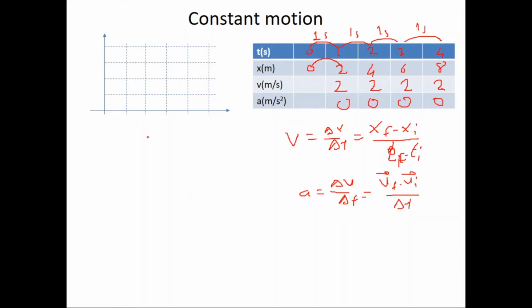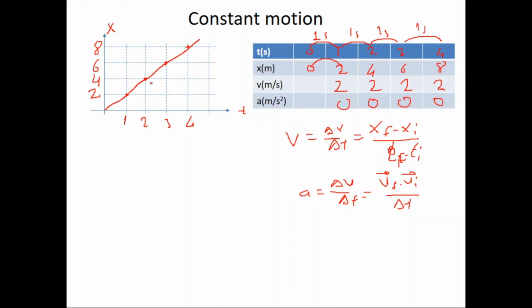Let's draw the graphs. Let's draw first the position time graph. Our time is 1 second, 2 seconds, 3, 4 seconds. They are here. And after 1 second, its position is 2 meters. Assume this is 2, 4, 6, 8. So this is the position after 1 second. After 2 seconds, the position is 4 meters. Here is the second position. At the third second, this is the position. Fourth second, this is the position. So the xt graph is going to be this.